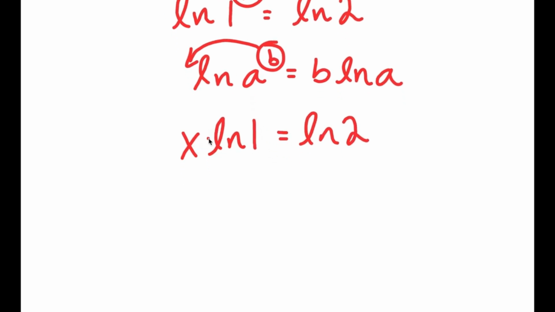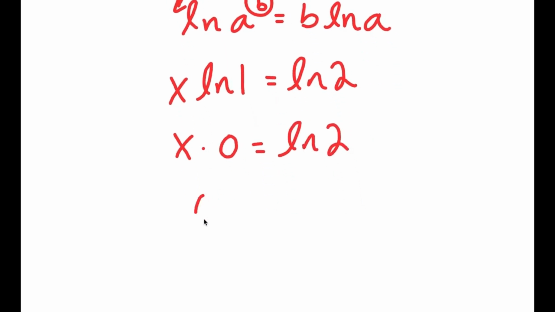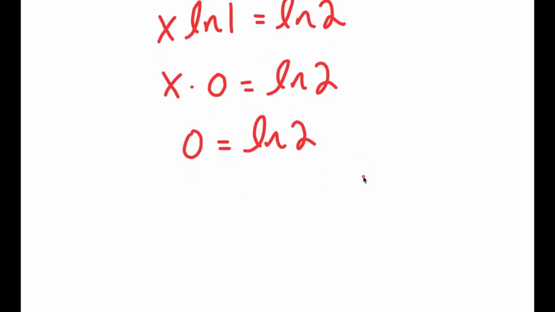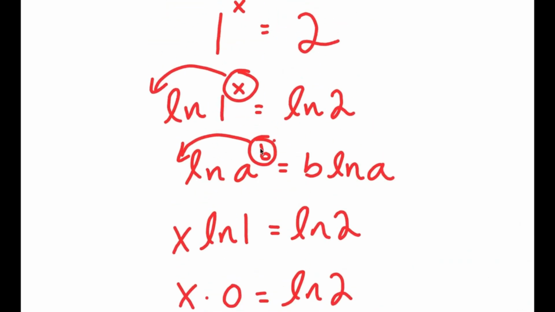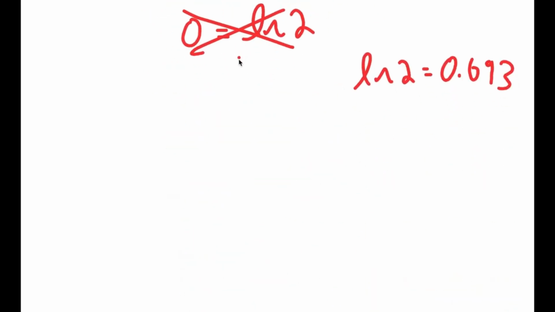Now, ln of 1 is equal to 0. So I get x times 0 is equal to ln 2, meaning 0 is equal to ln 2. However, ln 2 is equal to 0.693, so this is false. So this method does not work, the usual method of solving exponential equations.